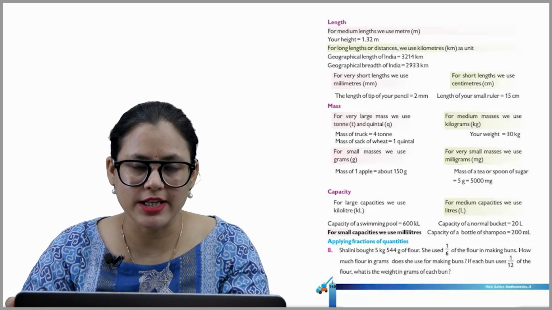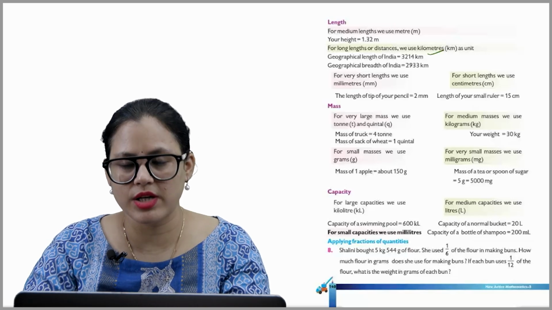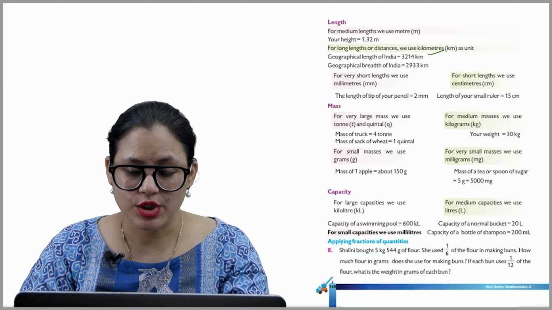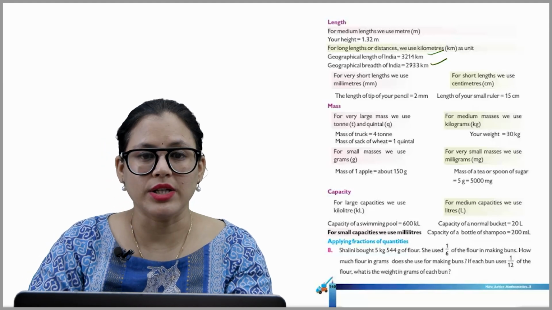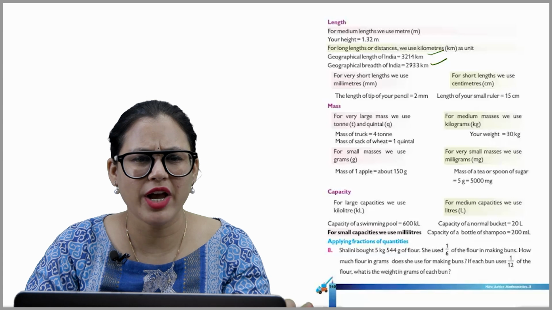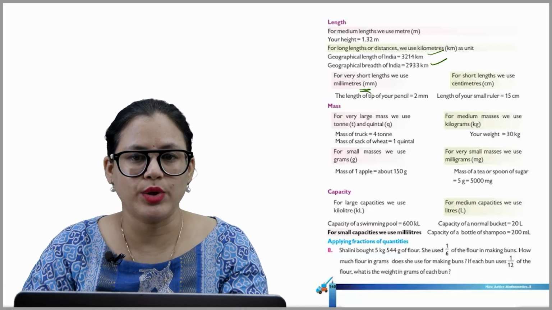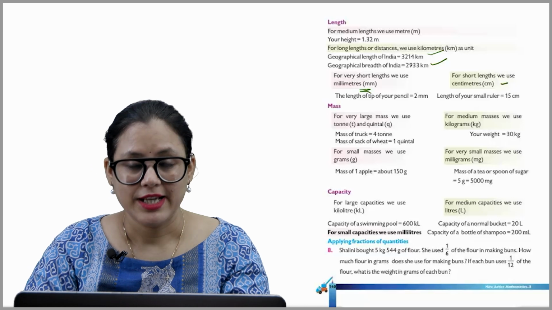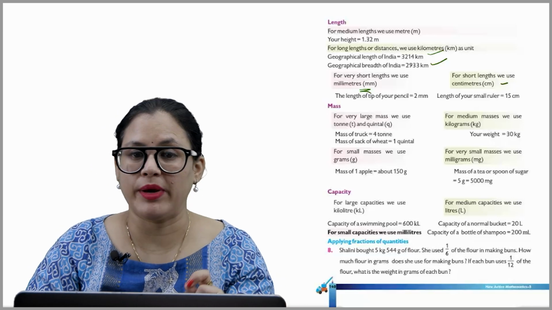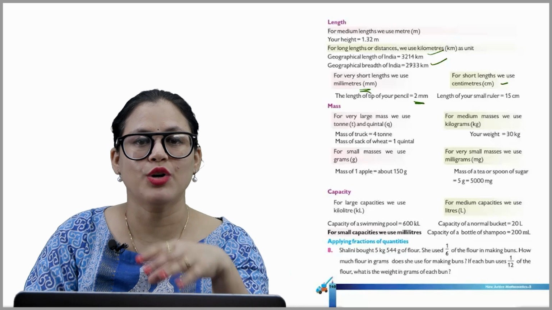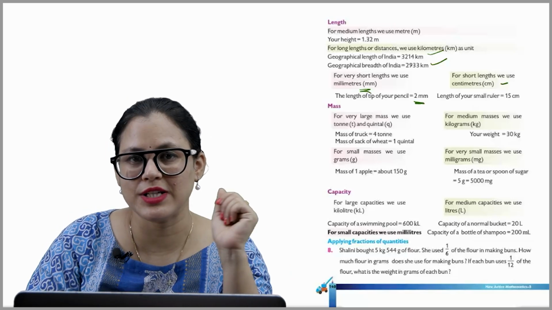For long length or distance, we use kilometer as unit. Geographical length of India is 3,214 kilometer. Geographical breadth of India is 2,933 kilometer. For very short length, we use millimeter. For short length, we use centimeters also. The length of the tip of your pen is 2 millimeter, and the length of your small ruler is 15 centimeter.